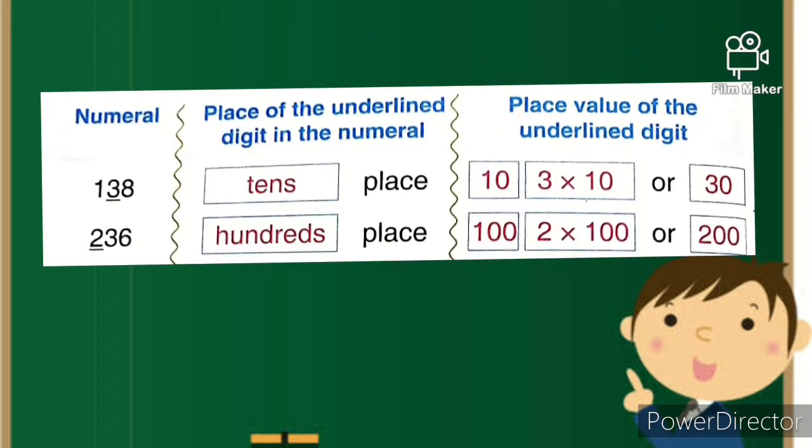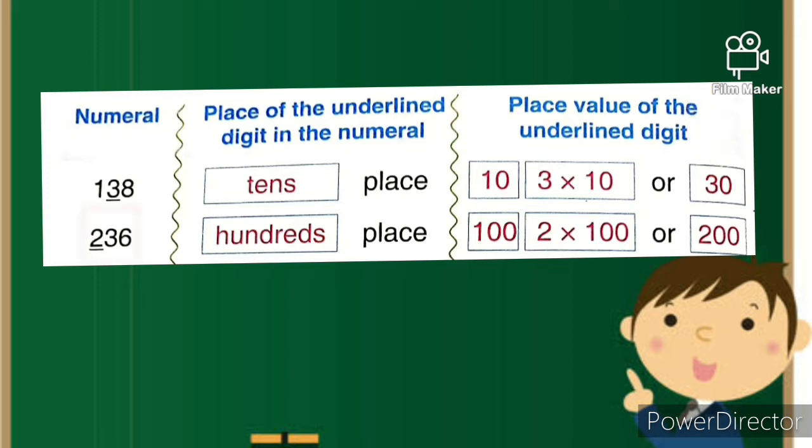Now let us learn how we can find out the place value of any digit in a given number. Here you can see 2 examples. First we will take the first number, that is 138. Here 3 is underlined, so we have to find the place value of 3. So we can see that 3 lies in the tens place. So we will multiply 3 by 10. So the answer or the place value will be 30.